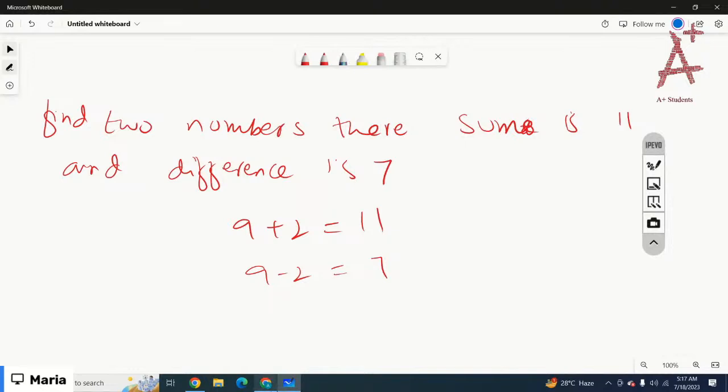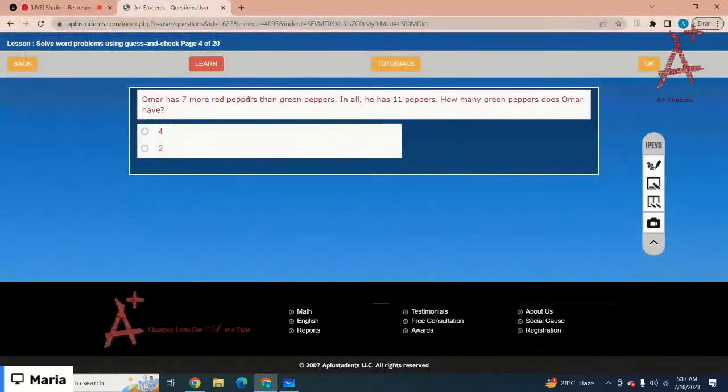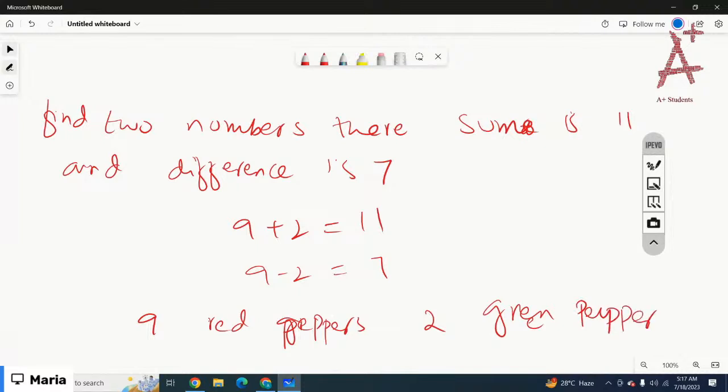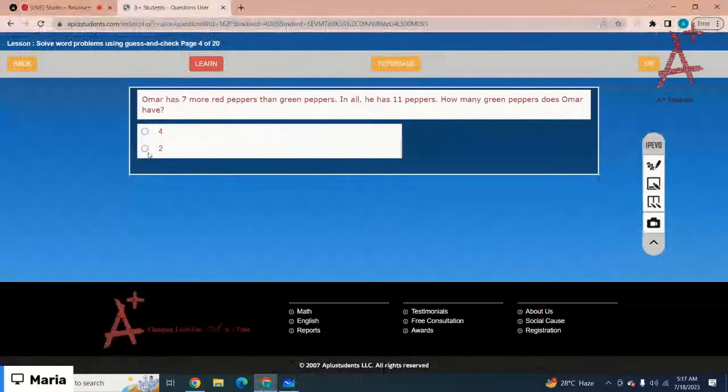Okay, the question is 7 more red peppers than green peppers. That means 9 are the red peppers and 2 are the green peppers, because in the question you are given you have 7 more red peppers. So 2 plus 7 makes 9. That means red peppers are 9 and green peppers are 2. Got it? So the correct option, you have to find how many green peppers. That means he has just two green peppers. Got it?